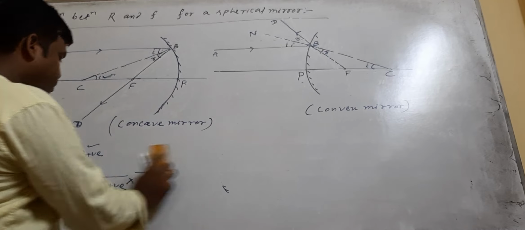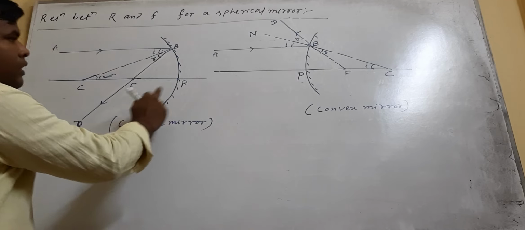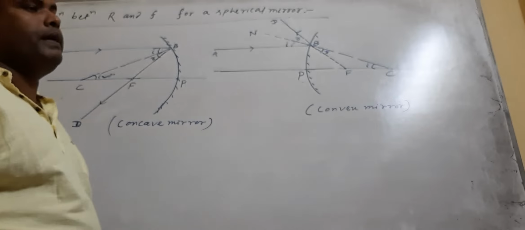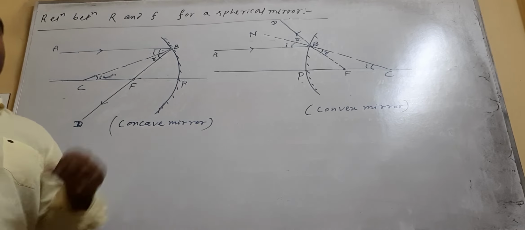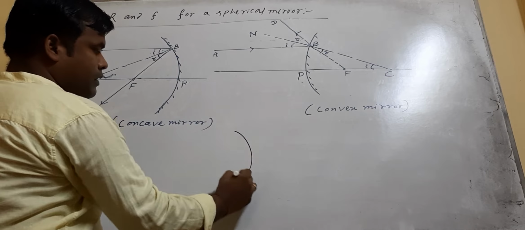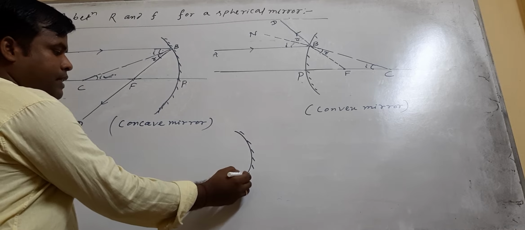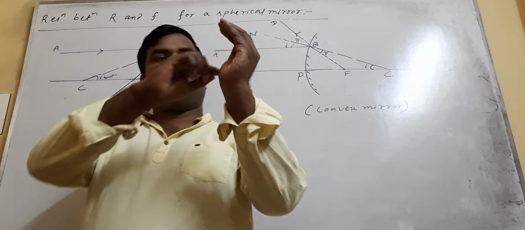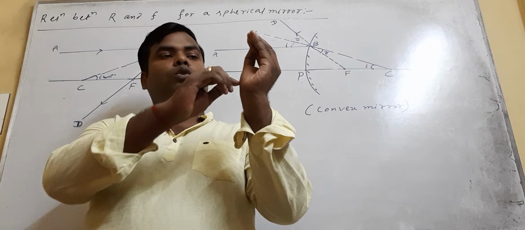Now, here we have drawn a concave mirror and a convex mirror, and we have assumed mirrors of small aperture. What is aperture? Suppose it is a concave mirror, shown from a two-dimensional point of view. From a three-dimensional point of view, imagine the mirror as part of a sphere. So what is this boundary?